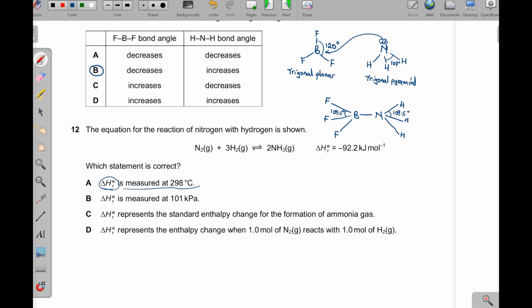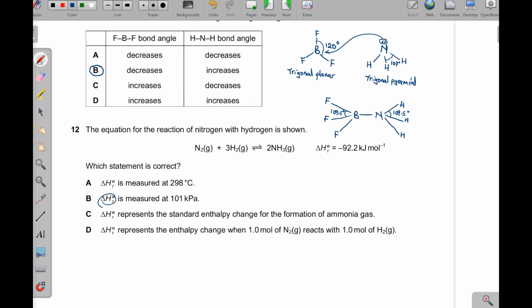DHR is measured at 298 degrees C? No. It is at room temperature. So that is 298 kelvins. Okay. When you get to the 25, then plus the 273. You see that? 25 degrees C, then plus the 273. That is when you get the 298. But kelvins, not degrees C.